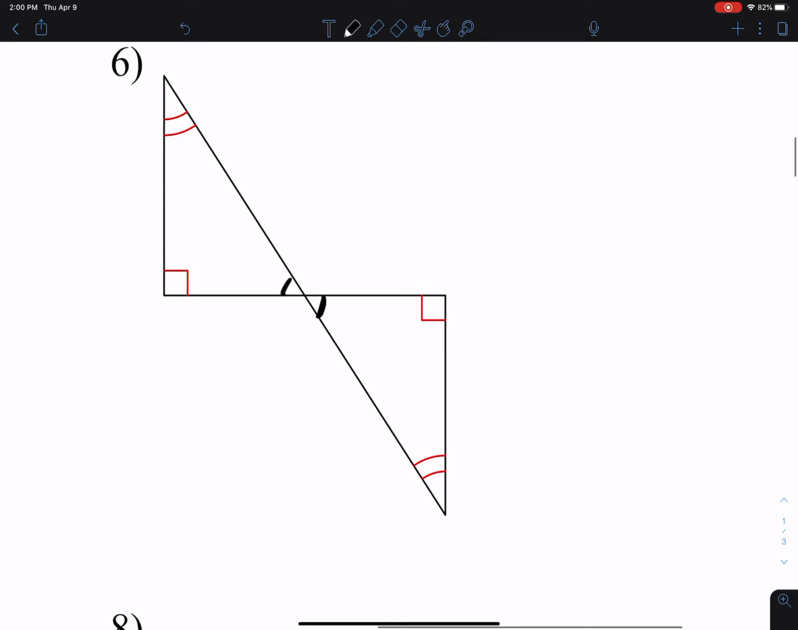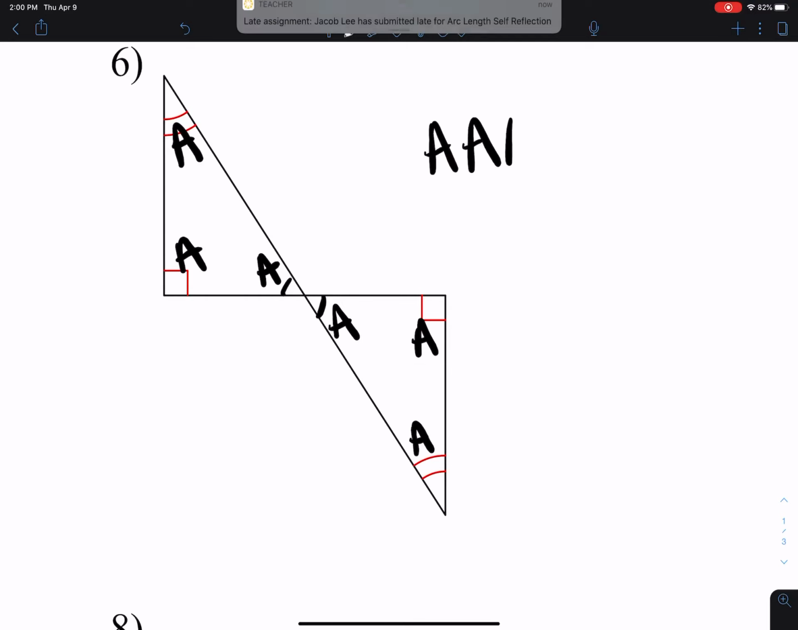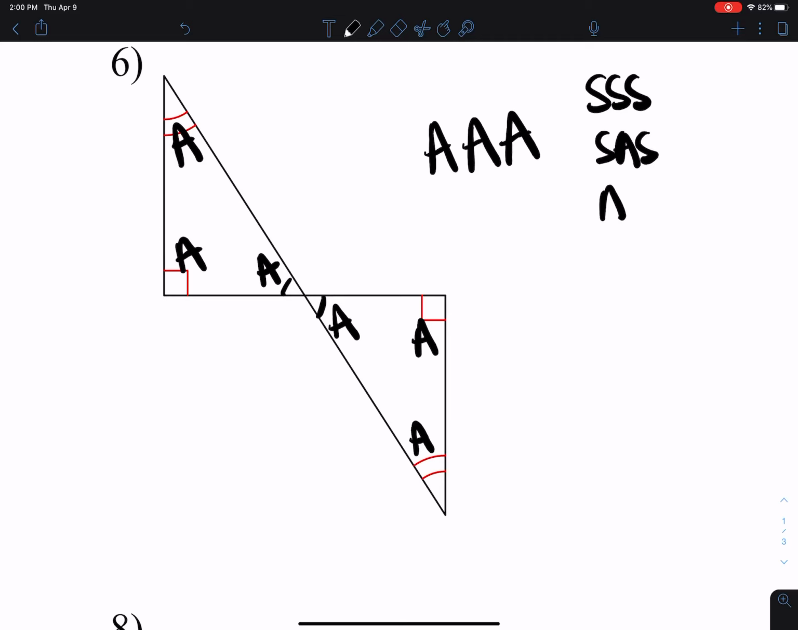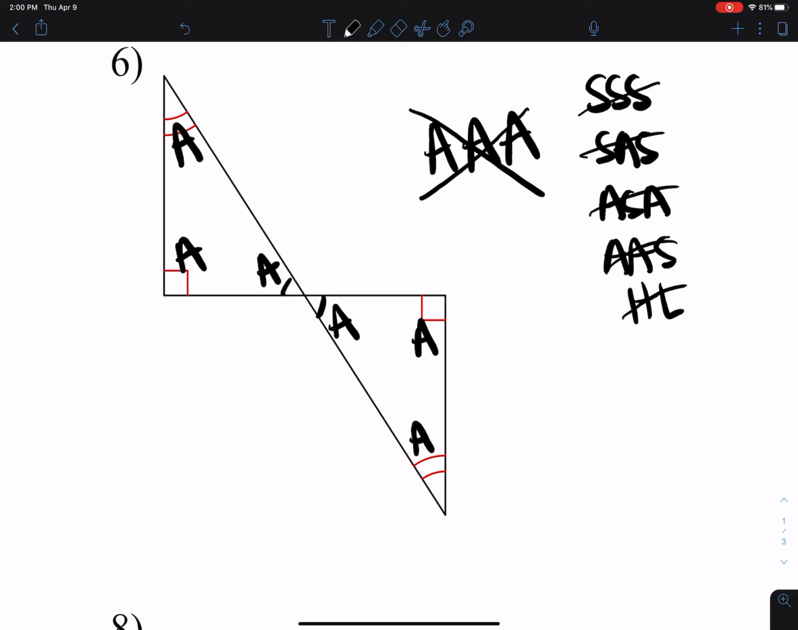This one, here we have an angle, an angle, and an angle. Then we have an angle, an angle, and an angle. So in the video, I don't remember if it talks about angle, angle, angle, but that's not one of our 5. We have side, side, side, side, angle, side, angle, angle, side, angle, and hypotenuse leg. So angle, angle, angle does not work. So we're gonna put no on that one.